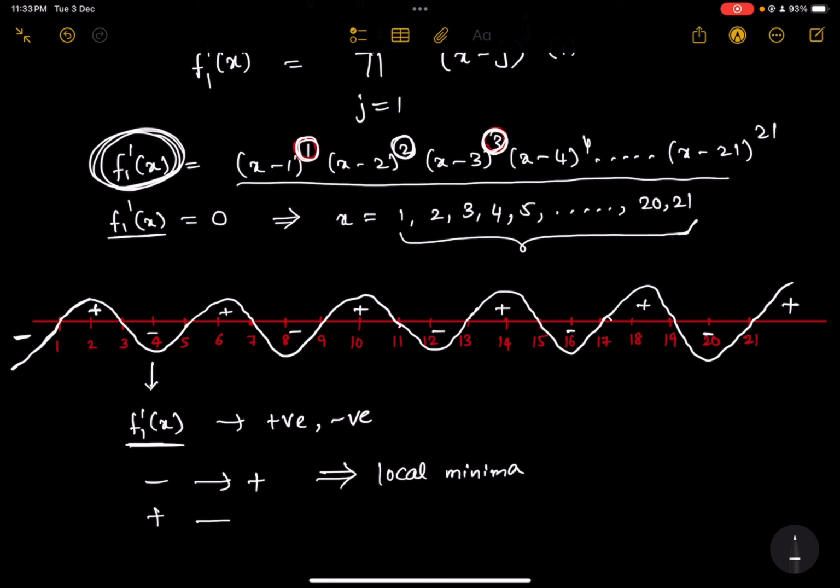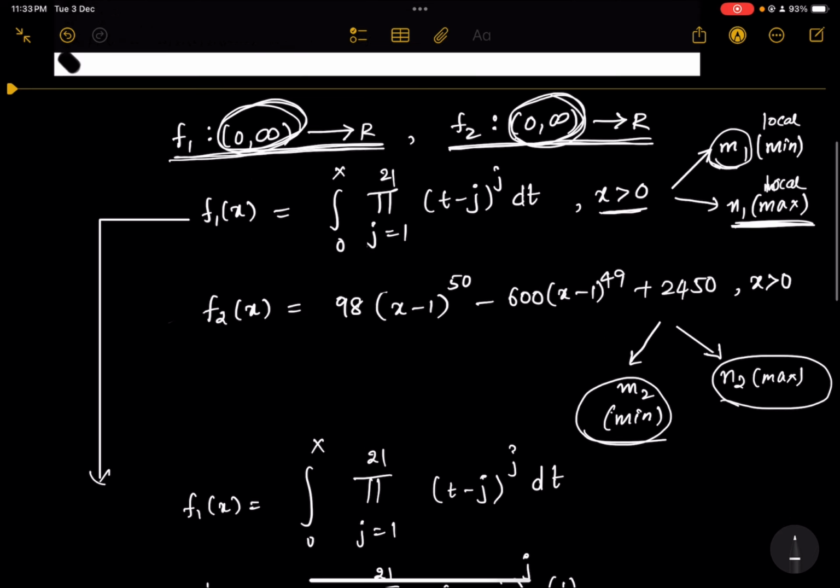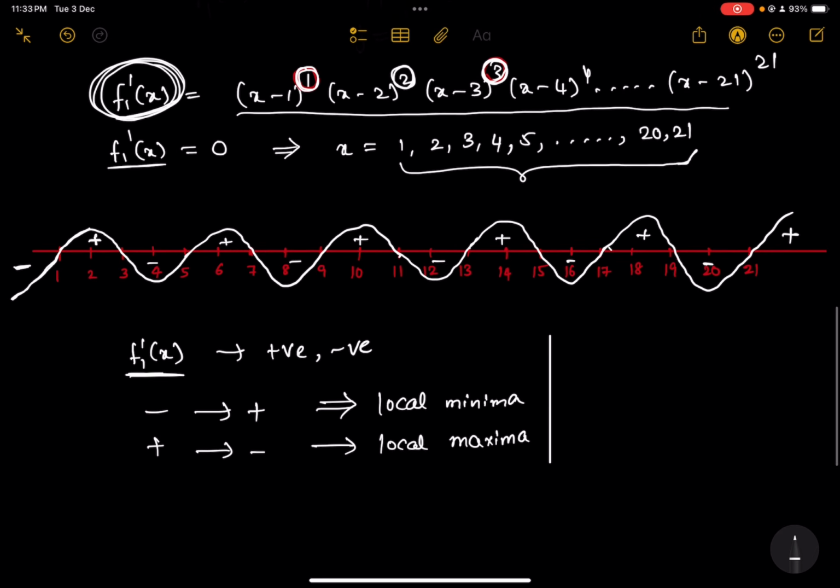And when it goes from plus to minus, that will be local maximum. So this is the wavy curve method. So now let us denote. Here it is given that local minima is denoted by m1, local maxima is denoted by n1. So this is a local minima m1, this is local maxima n1.